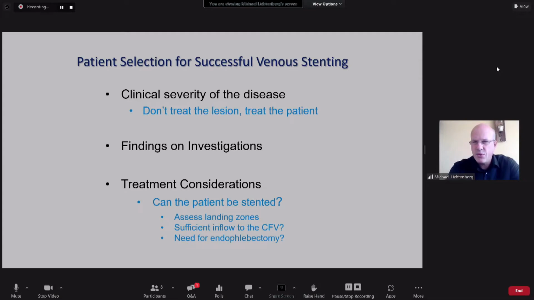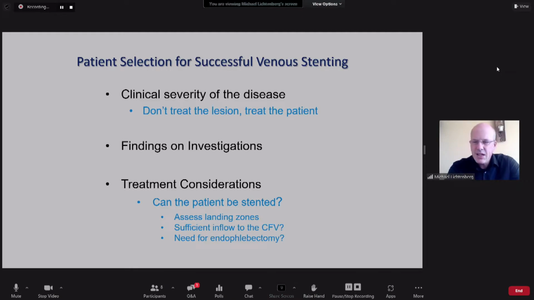Of course, the patient is always in our focus. This not only counts for the superficial vein system, it especially counts for the venous system. We always have to raise the question: should the patient be treated? Should we treat the patient from a technical point of view? Can the patient be treated? Therefore, we should follow the rule: don't treat the lesion, treat the patient. And we should always consider the findings of non-invasive diagnostics like CTV, MRV, and duplex to answer the question, can we treat the patient?